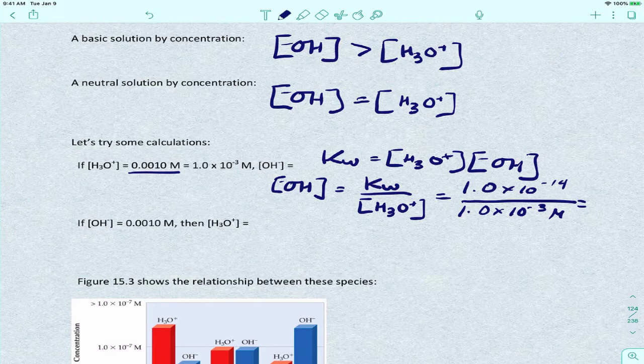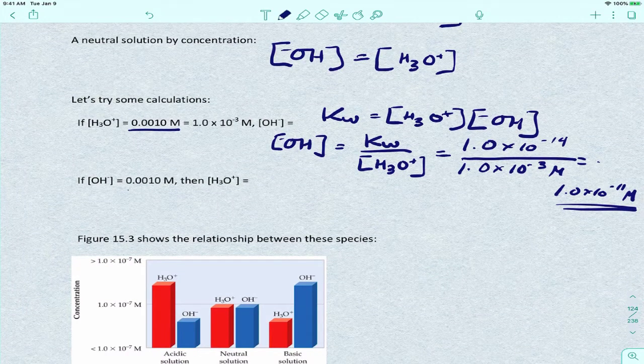So this together should give us 1.0 times 10 to the minus 11th. Let me rewrite that a little bit clearer. I'm going to write that right over here: 1.0 times 10 to the minus 11th molar. Okay. And so if we know one, using Kw, we can find the other.